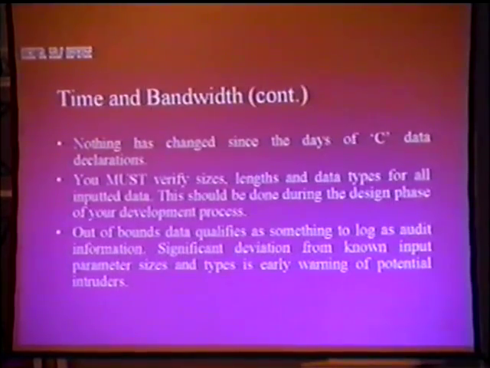Okay, so nothing has changed since the day of C data declarations. You have to define a size, and that should go from your database, where you know you have to say, this is going to be 32, your business layer, which is going to say, this is 32, and up to your presentation layer, and then also off to your client side. Everyone knows it's 32. If you see anything else, you should audit it, throw it into a log file, and notify someone because you know that it is an attack.